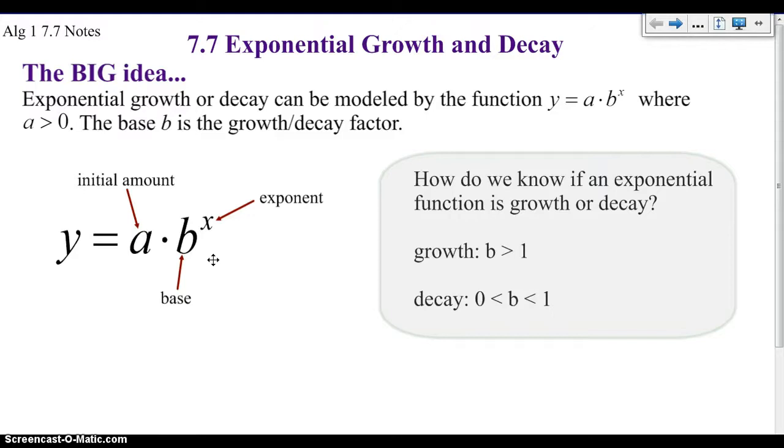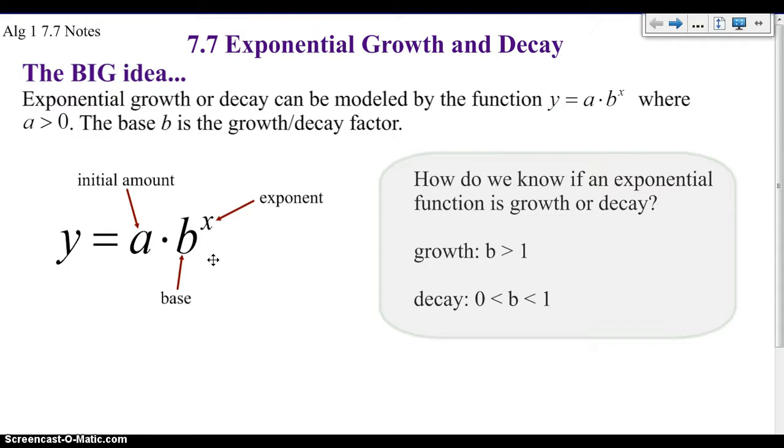But the big idea here is that exponential growth or decay can be modeled by the function y equals a times b to the x power. A has to be positive. A is always positive for exponential growth or decay. And B is what we call the growth or decay factor.